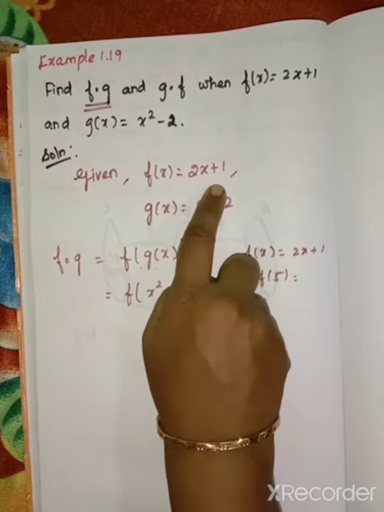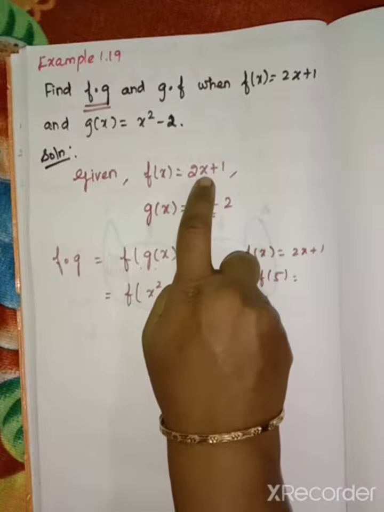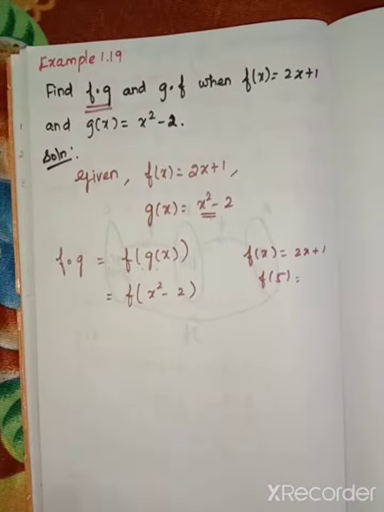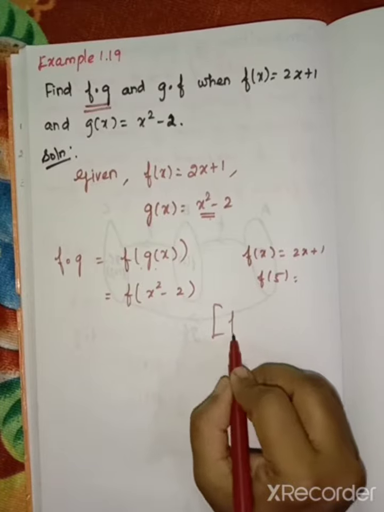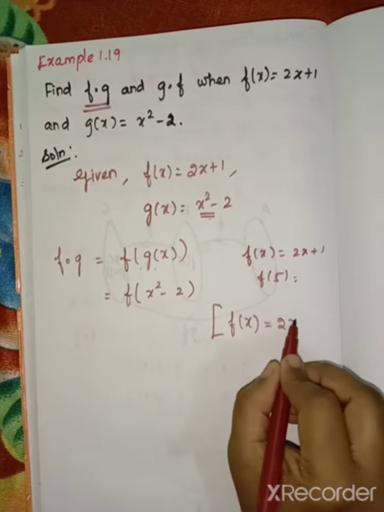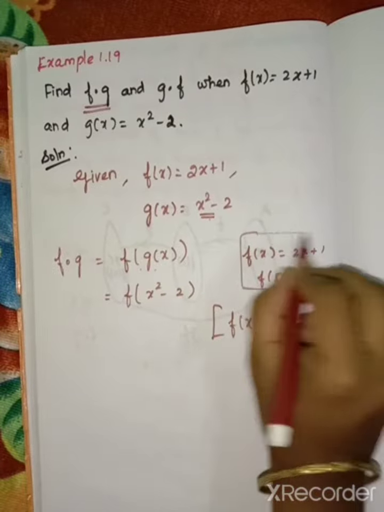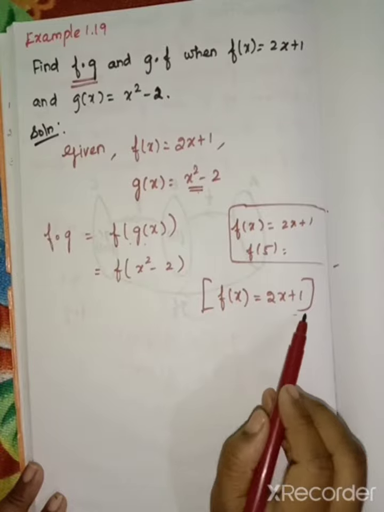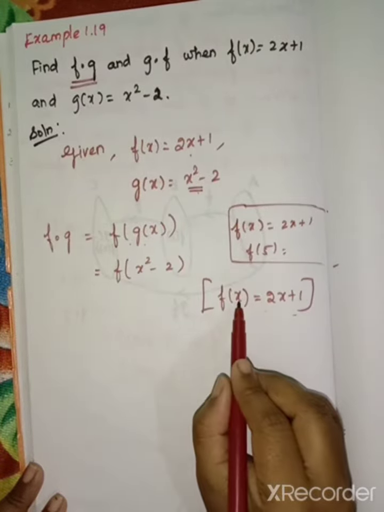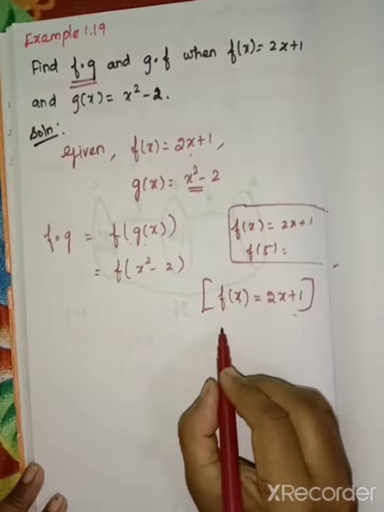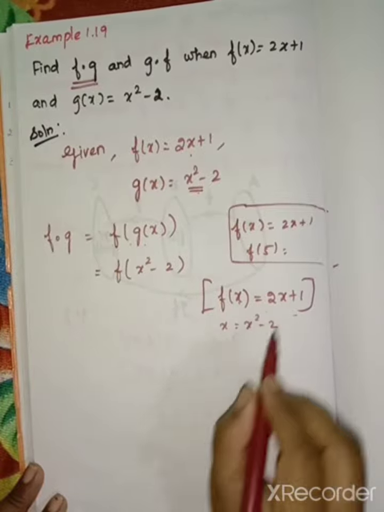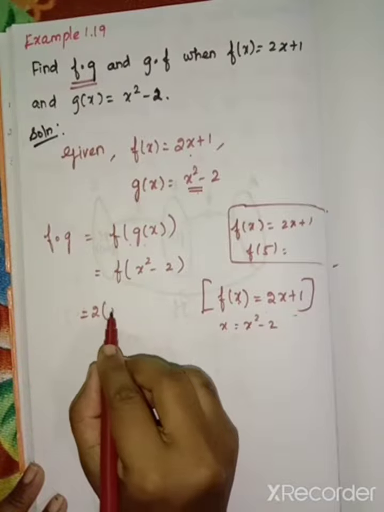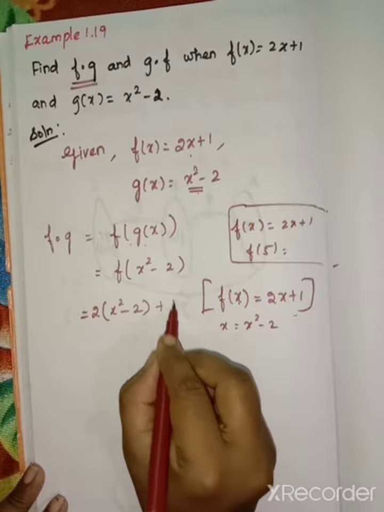Already f of x is given as 2x plus 1. So in place of x, which value do we want to substitute? x squared minus 2. Here the given is f of x equal to 2x plus 1. This is an example for the definition alone; you won't write this. f of x equal to 2x plus 1 is given. In place of x, we are going to substitute x squared minus 2. So here we want to substitute 2 into x squared minus 2 plus 1.